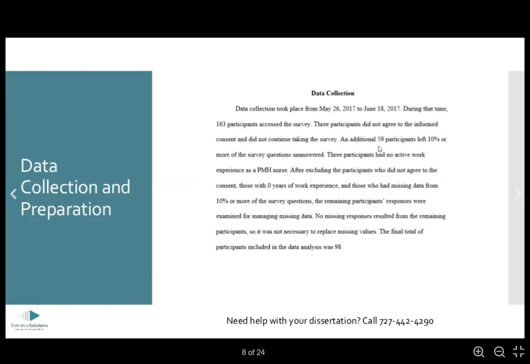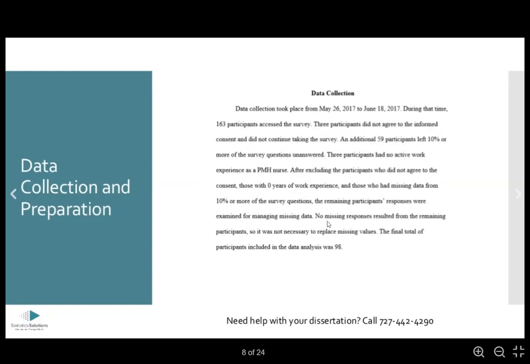Another 59 participants left 10% or more of the survey questions unanswered, so they were also excluded. And then three more didn't have active work experience as a nurse. So these people just didn't meet the inclusion criteria to participate in this study. And so we explain all of that and then provide the total final sample. So here the final sample was 98.